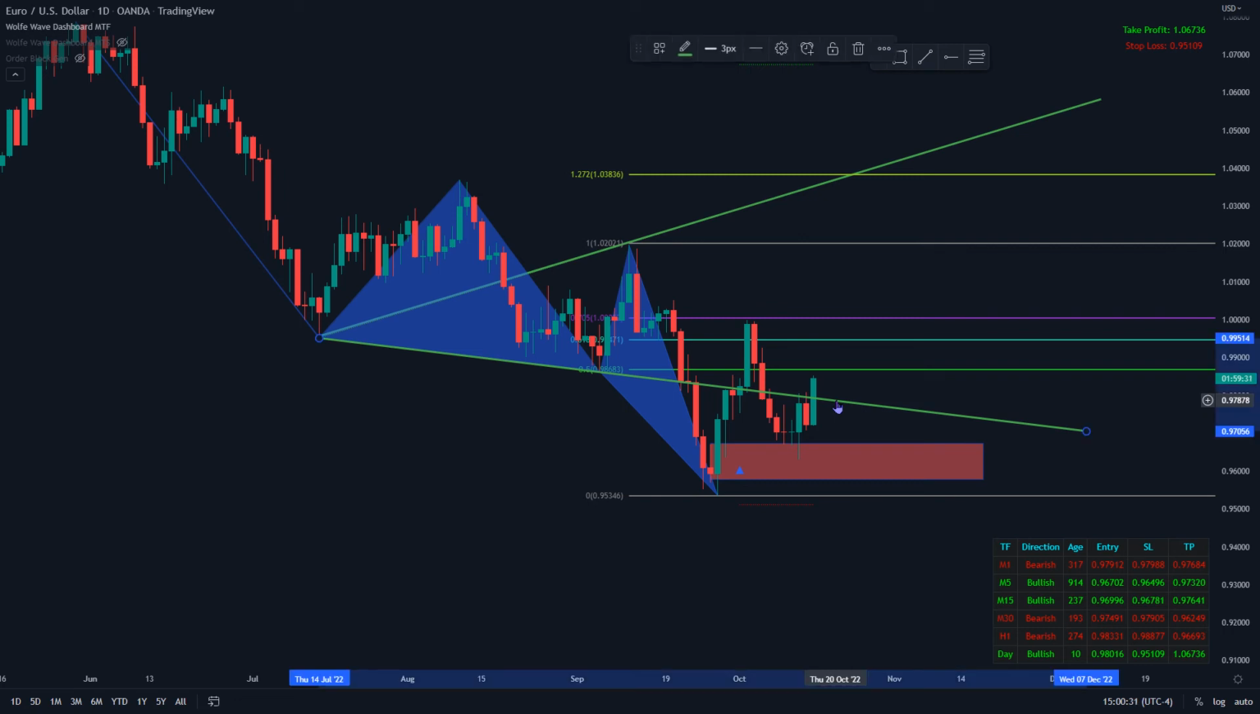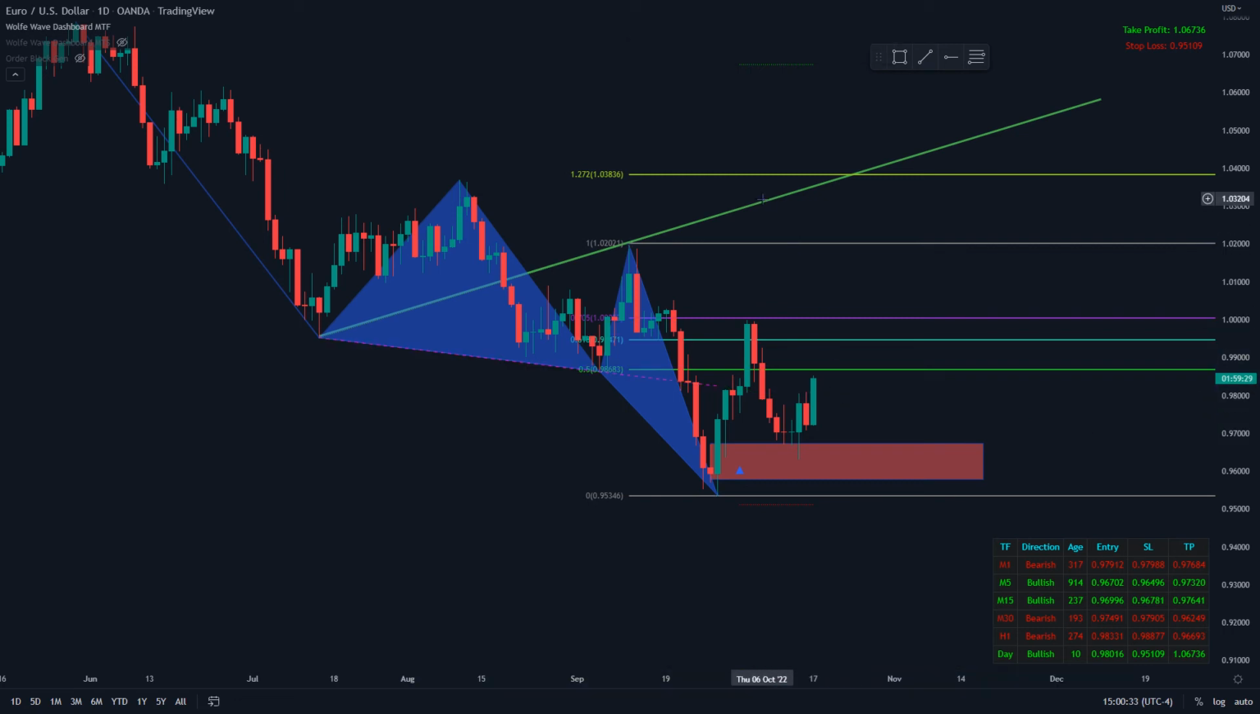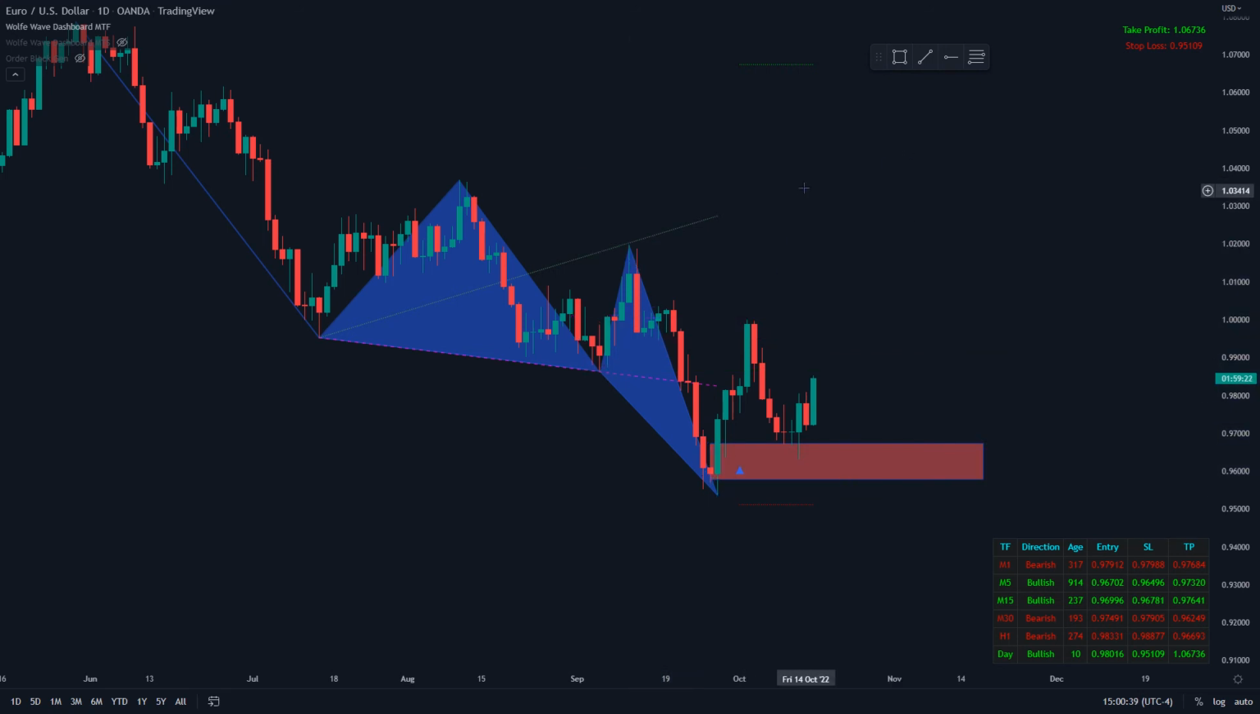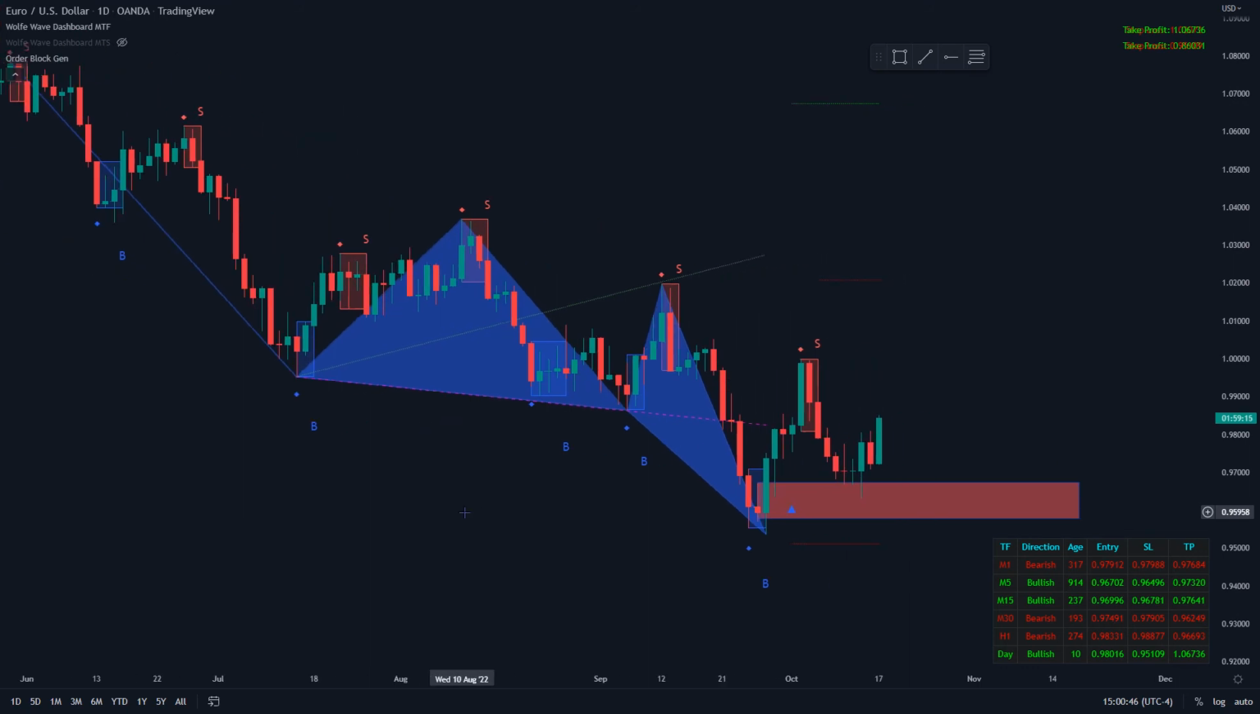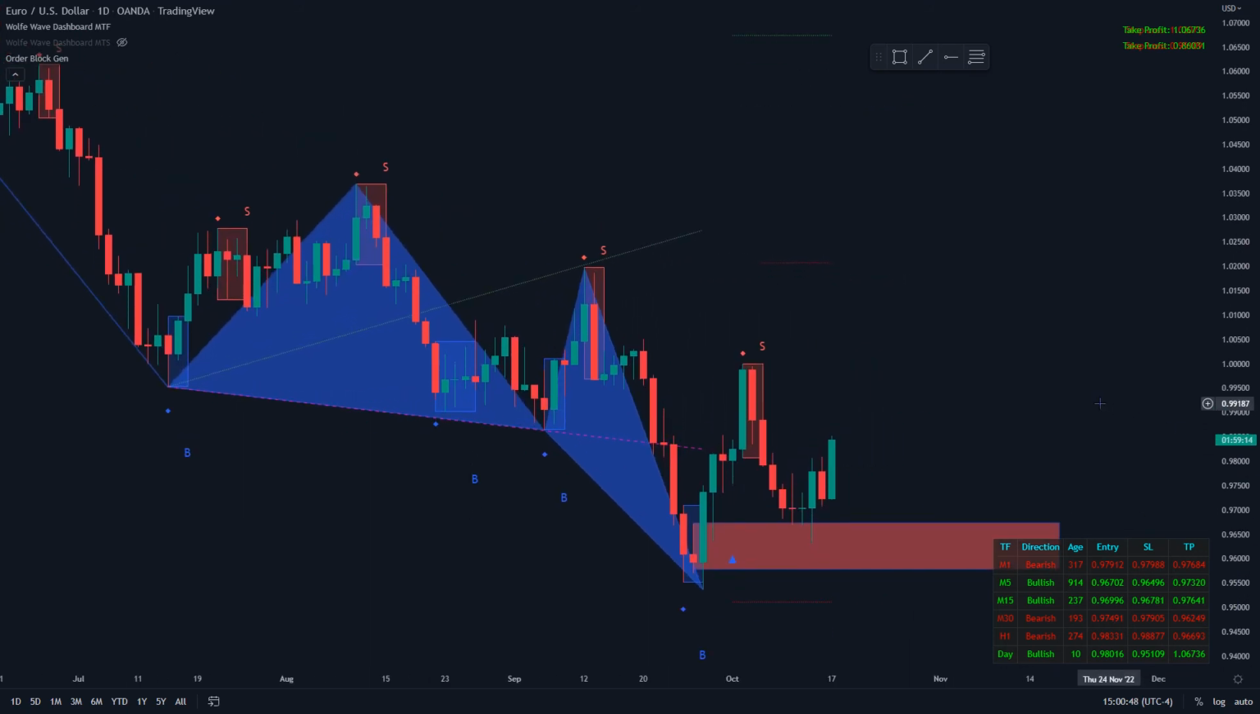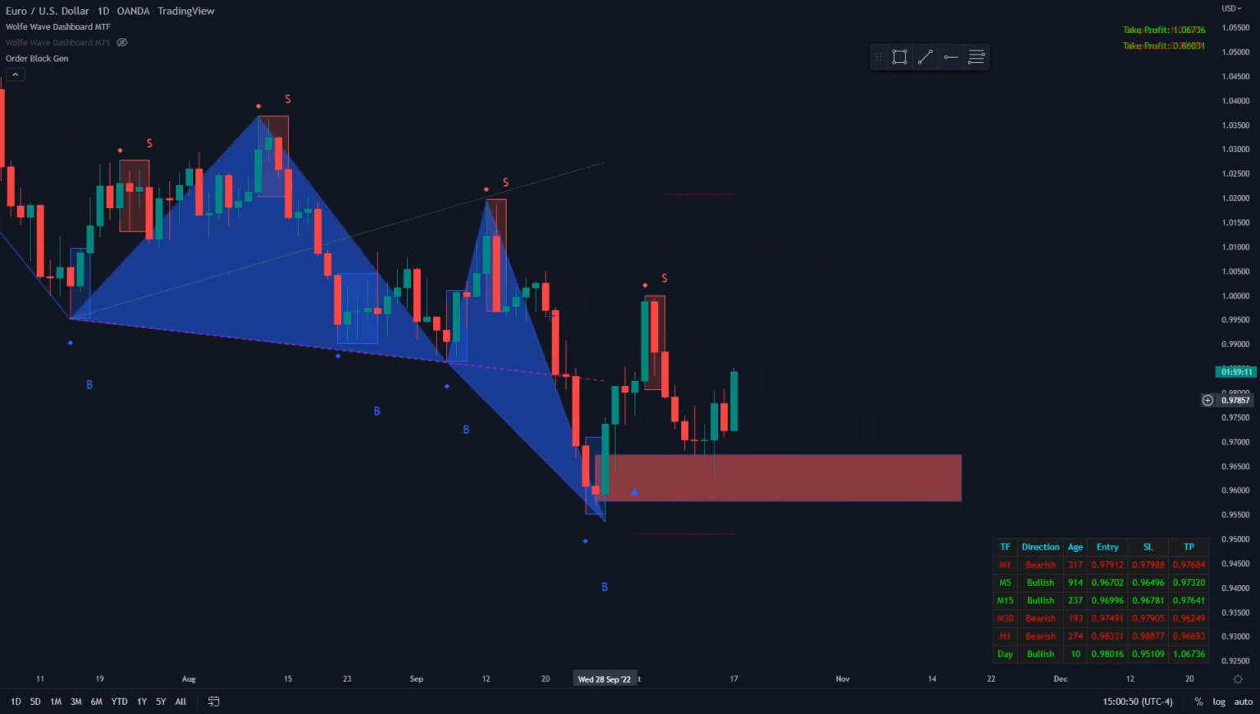Now, if you notice, I've also got on here, let me get rid of some of these others, our order block gen indicator. So let's just dissect that as well. If you want to just even have this indicator on as well, look what it does. It's marked out this zone that I already pointed out, retraces back into it, goes up.